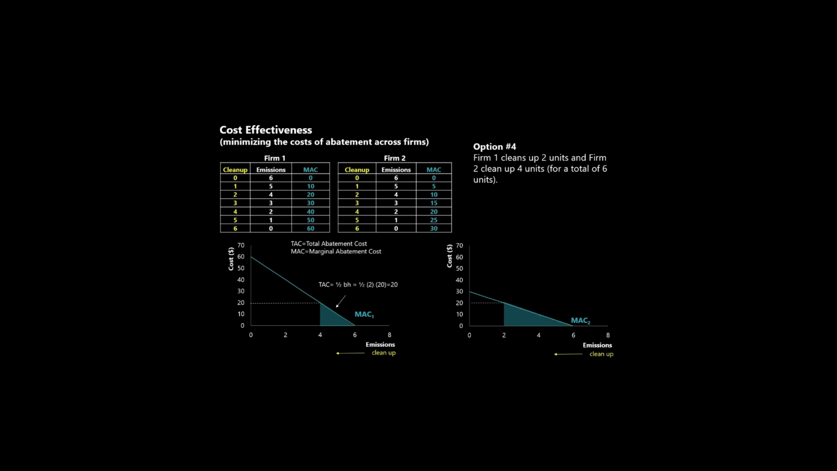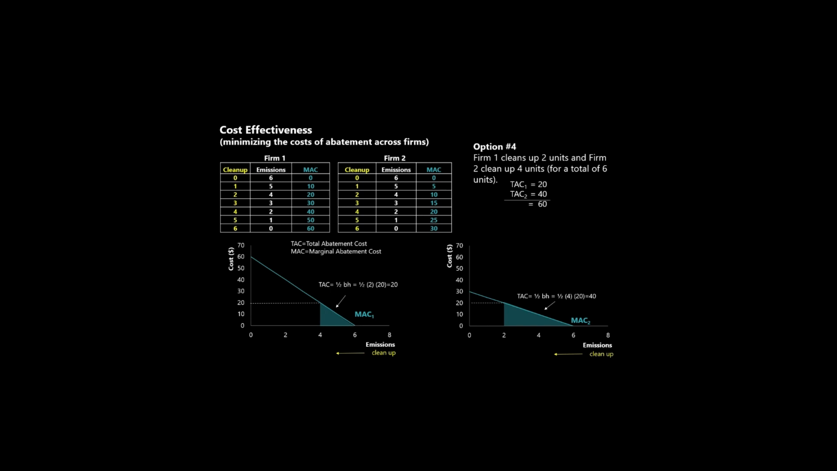And for firm 2, we go from 6 to 2, so firm 2 is cleaning up more, and the area of that triangle is equal to 40. So if we sum up those numbers, for firm 1 we have a total of 20, firm 2, 40, and a sum of 60. So that number is lower than the first option that we started with.